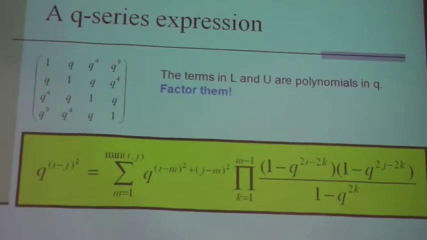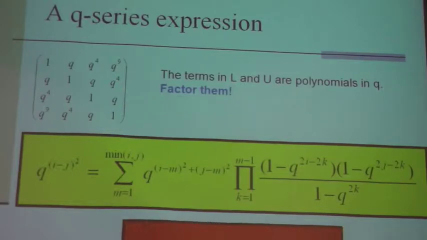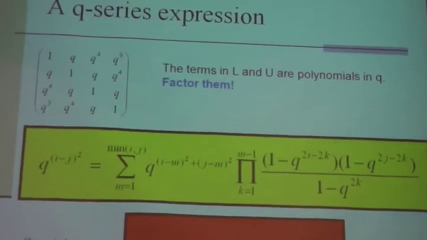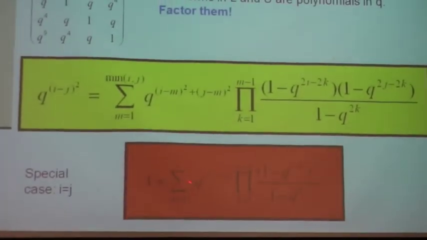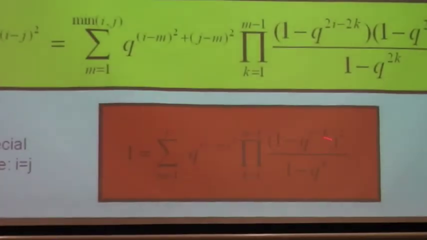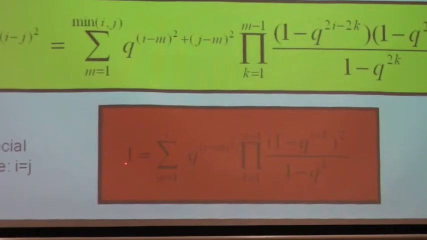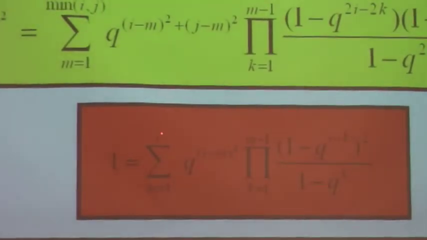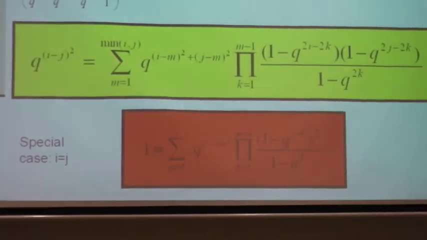We can talk about this more later on. And if you take the special case with i equals j, you get this, it's really nice. You've got the sum of these powers of q and these quotients, product of these guys, and it always collapses down to 1. But what's interesting is these are finite sums. They're not infinite q-series, but they're finite quantities.